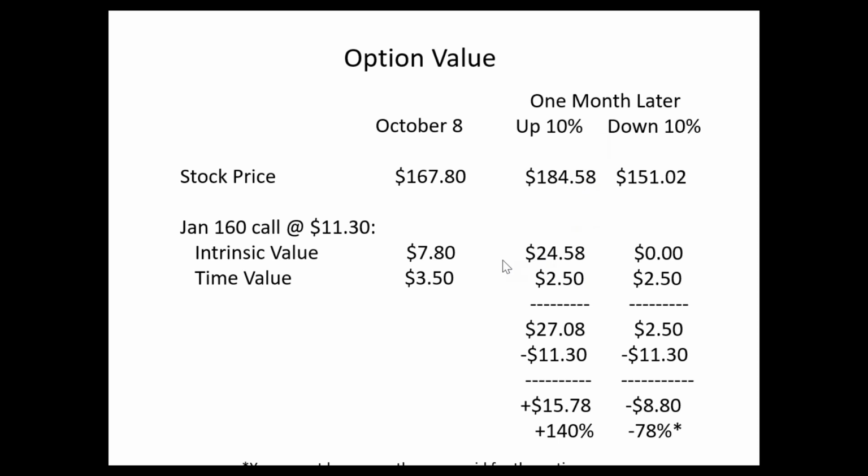Now, you've gone 1 month later, so you've lost about $1 in time value. So the net result is you add these two together, you get 27.08. The original purchase was 11.30. You've made 15.78, or 140% on that option.